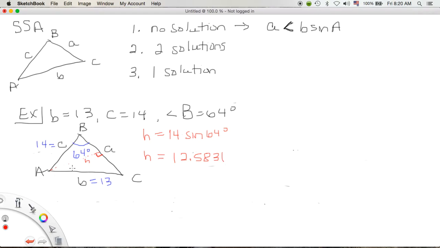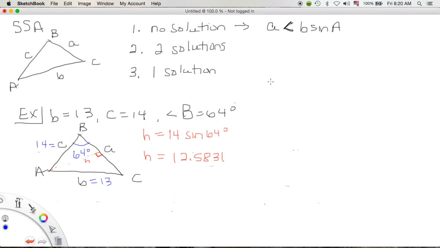So we look at this and we say, okay, that's smaller than our hypotenuse here, 13, so that could work. And so we know we have at least one solution. So now we've got to figure out what solutions we have. So the first thing we want to do is find our angle C, because it's across from the side.